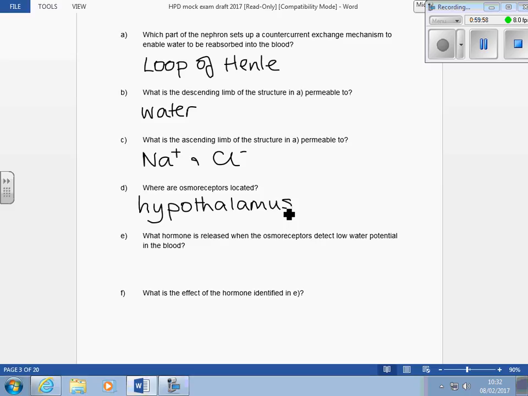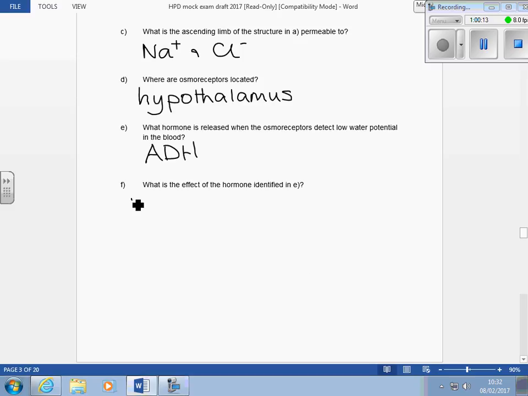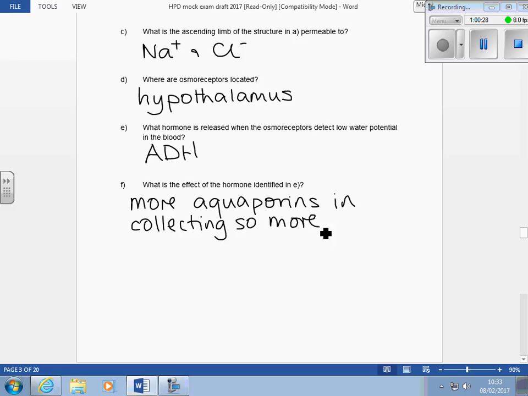So, which hormone is released when the osmoreceptors detect low water potential? Certainly is ADH. And the effect of that is, yep, more aquaporins in the collecting ducts. So that's right, more water returns to the blood. Okay, that antidiuretic effect means that it's not lost in urine, it's retained in the blood.